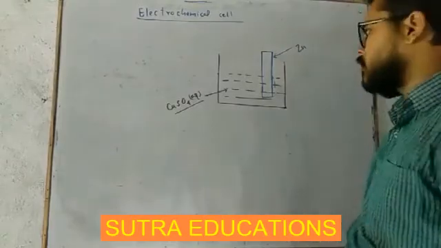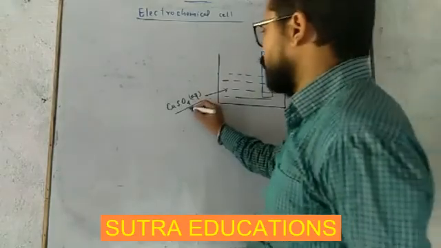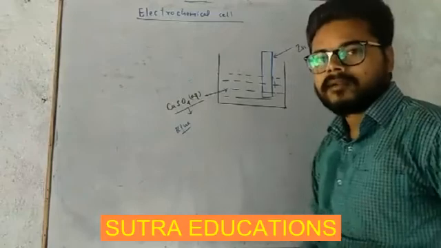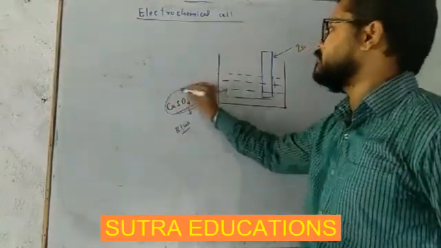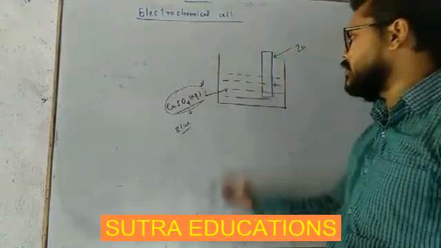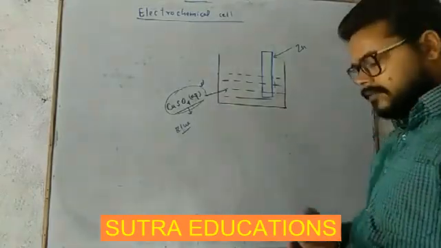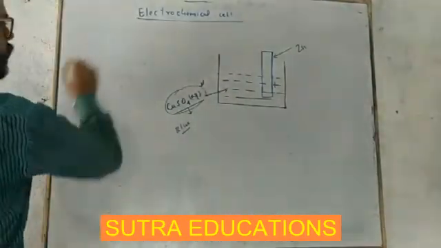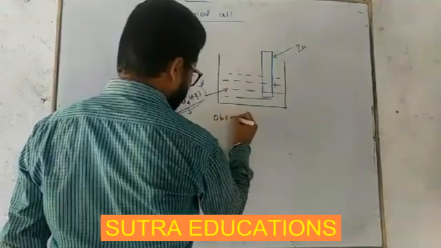So what happened? Actually, you know, copper sulfate is blue in color. Okay, and it is an electrolyte which is dissolved in water, or we will say it is aqueous copper sulfate. So some observations were noticed, and these observations I am going to write here. Observation.